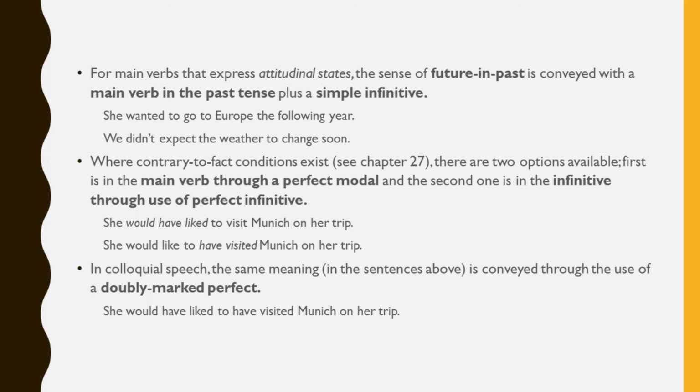To add to the profusion of options, one frequently finds the same meaning conveyed in colloquial speech through the use of a doubly marked perfect, though this use is frowned on by prescriptive grammarians. She would have liked to have visited Munich on her trip. The meaning normally intended in such cases is not one in which one past event or state, which is the visiting, is set temporally prior to another past event or state, which is the liking. Although again, that meaning may be conveyed when the forms are emphatically stressed.